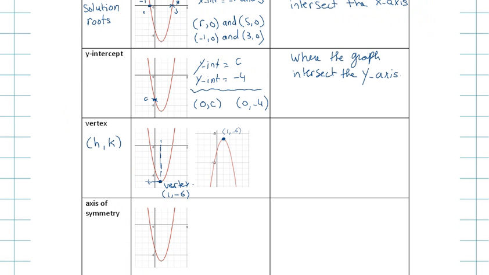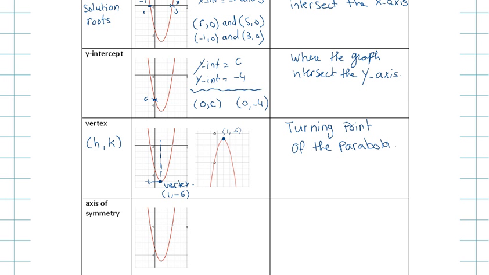And the vertex is the turning point of the parabola. The vertex is a very important point. It includes so much information. In the vertex, there are two values, right? We talked about the values. In this case, 1 and -6, the x and the y, right?